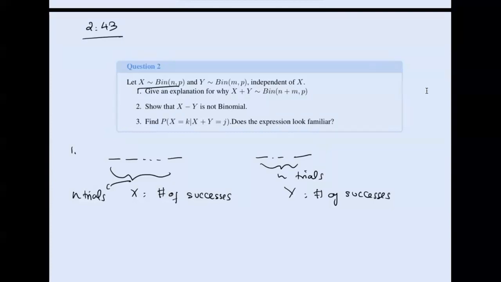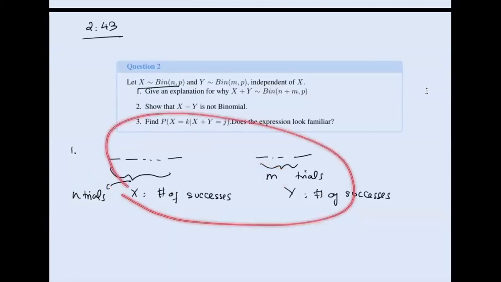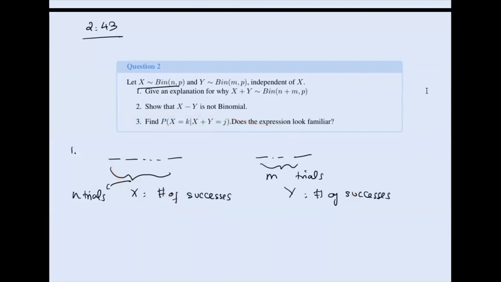Sorry, I made a mistake here. It is m trials here. So the total number of trials will be n plus m. So it's the same thing, the total number of successes out of n plus m trials. Therefore, x plus y is the number of successes in n plus m trials.